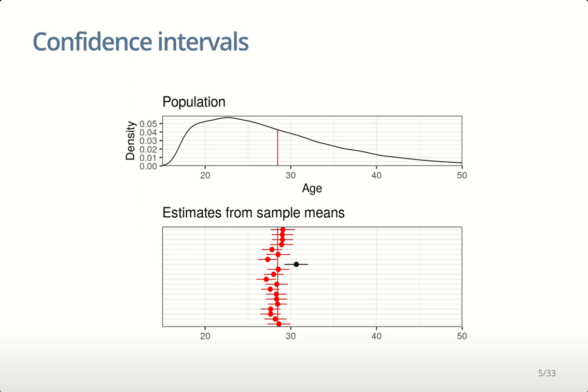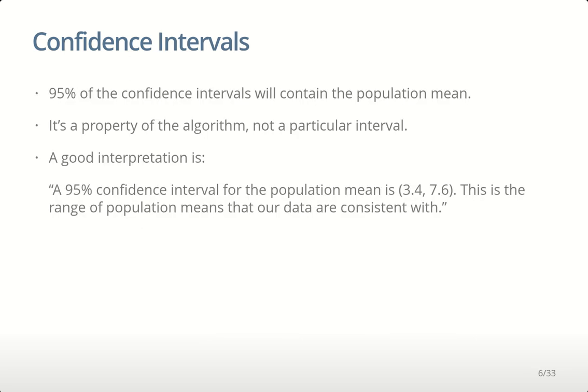Now, a key thing, of course, is that the 95% rule applies in the long run. It's a property of essentially the algorithm, if you like, the sampling process. It's not a property of a particular interval. So when we have just one interval from one sample, we don't know whether our sample is this black one which gets it wrong or one of the many red ones that gets it right. But of course, it's more likely to be one of the red ones, right? So 95% of the confidence intervals we compute will contain the population mean.